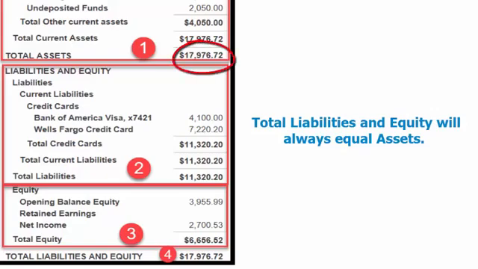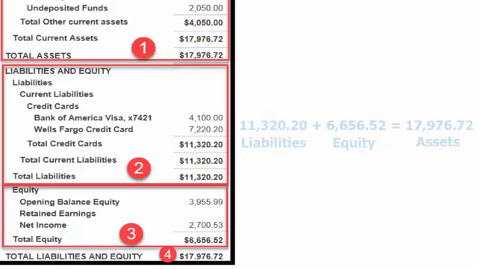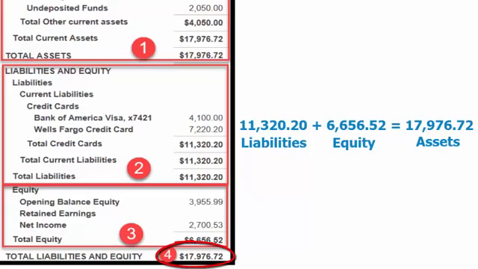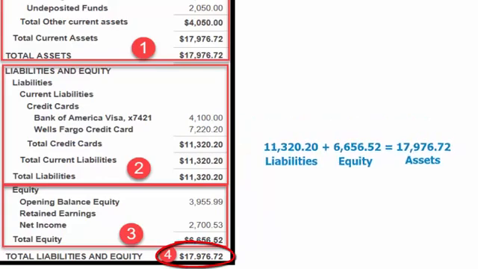Total assets here, as we can see in section 1, is $17,976.72, and the total amount of liabilities plus equity equals $17,976.72 here in item number 4.